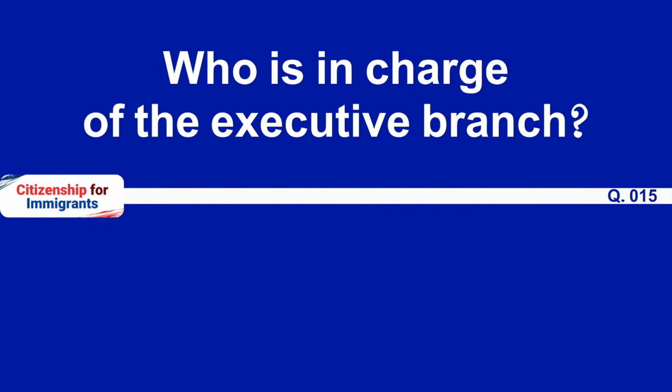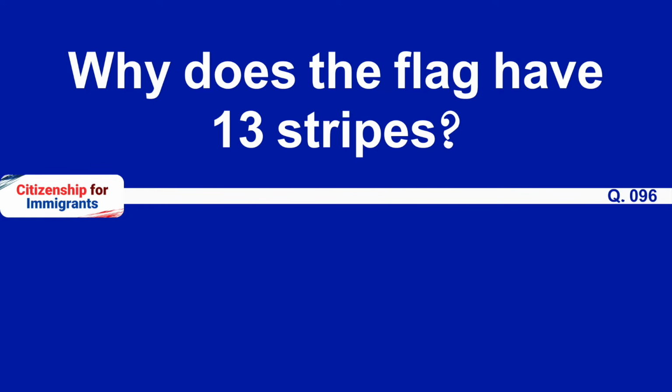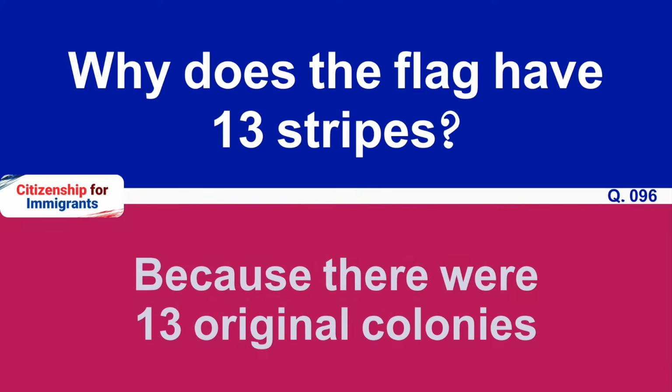Who is in charge of the executive branch? The President. Why does the flag have 13 stripes? Because there were 13 original colonies.